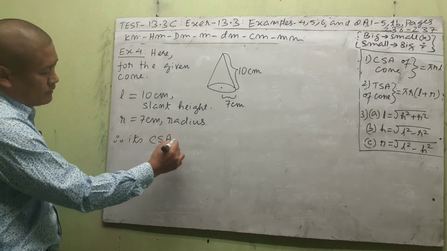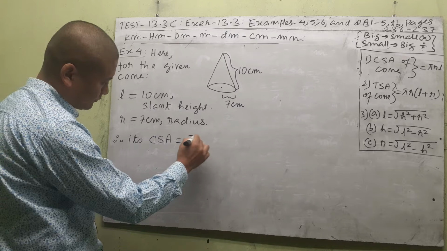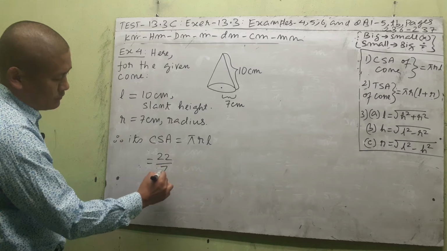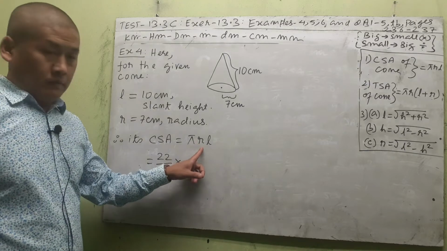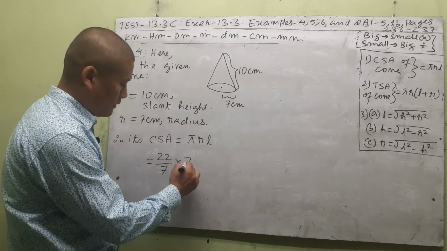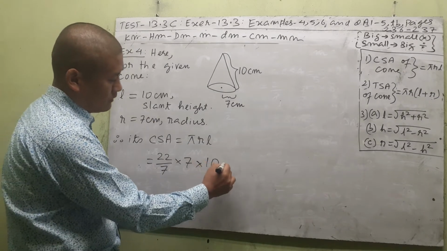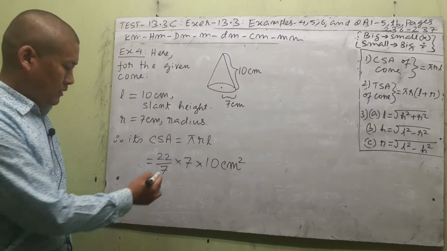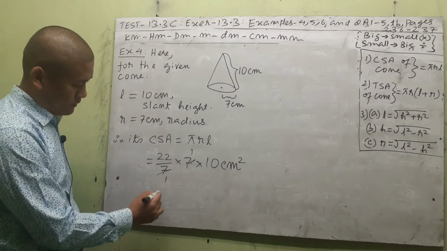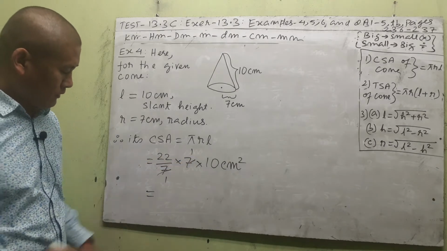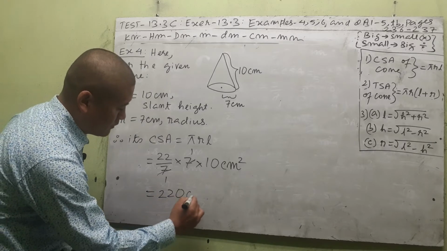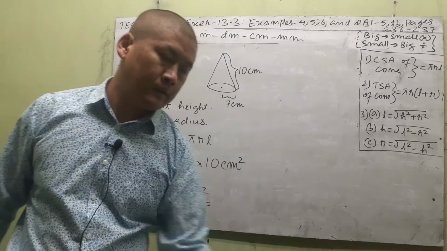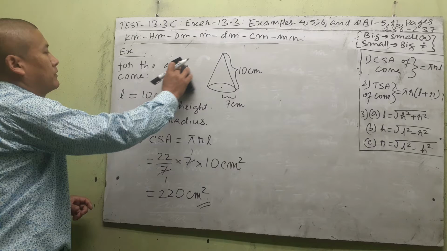Its curved surface area therefore will be pi RL, which is equal to pi, not given means 22 by 7, into here R, small r, radius 7, and L is 10, and area means two dimensional, so centimeter square. This 7 ones are 7, 7 ones are 7. So we're left with 22 into 10, which is simply 220 centimeter square. Okay, let's go to the next one, example 5.